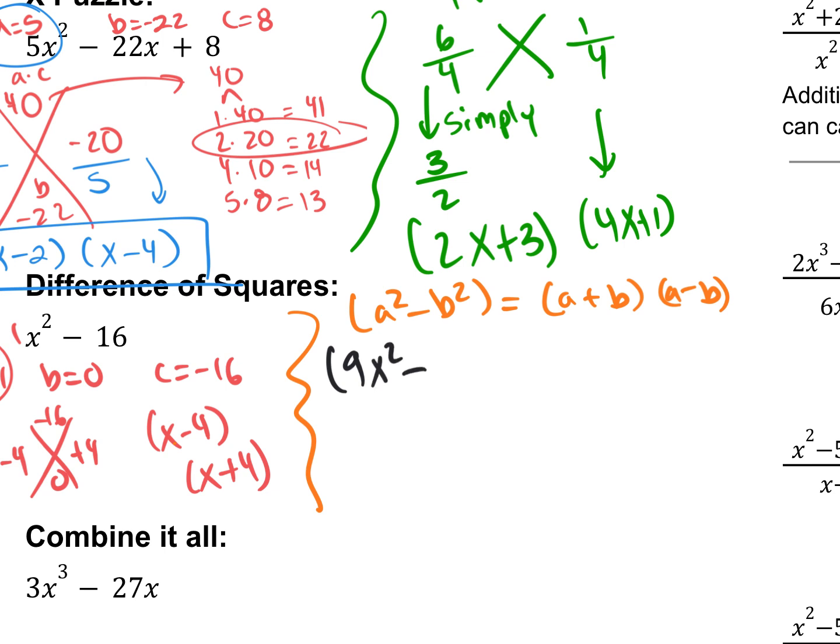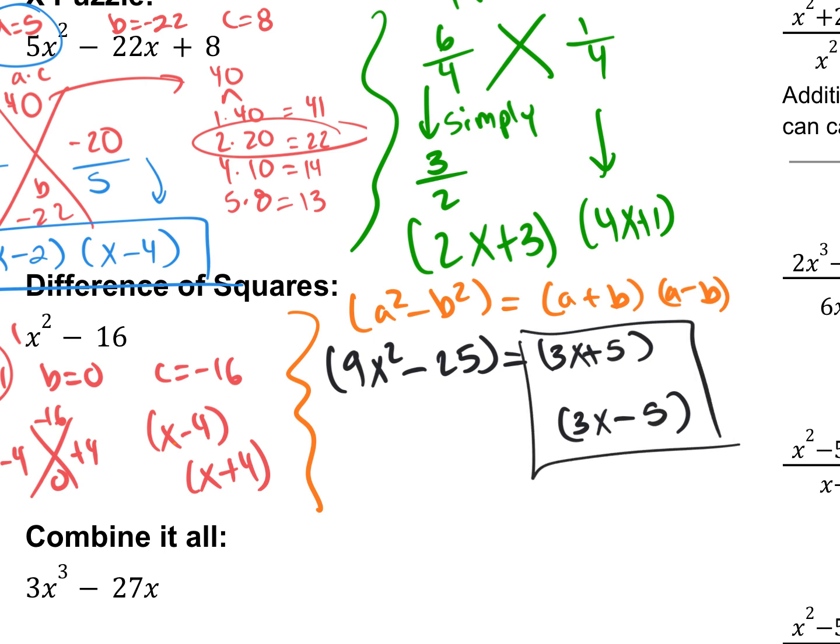Let's say I have 9x squared minus, it always has to be a minus sign, 25. So again, the answers would always be a plus and a minus, one parenthesis with a plus, one with a minus. And now for the 9. To get 9, I had to multiply 3 times 3. To get x squared, I had to multiply x times x. For the 25, I had to multiply 5 times 5. And so that's how I can factor using difference of squares without having to do the x puzzle.